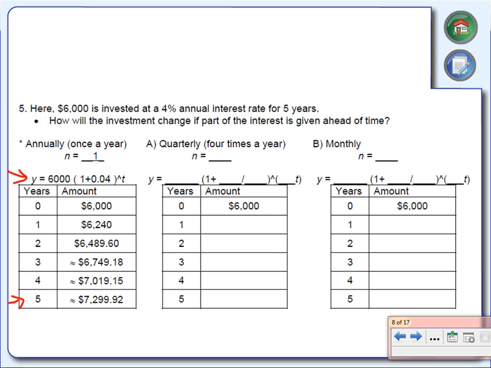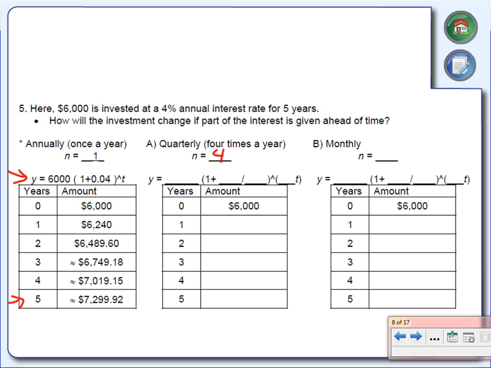But what if instead of just once a year we apply interest, what if we do this quarterly? Quarterly meaning 4 times a year. So 4 times a year. Put a 4 for N. That's what N is going to represent. 4, because we're doing this 4 times a year. So let's see what the equation is going to look like.